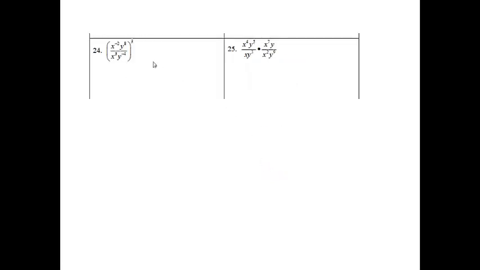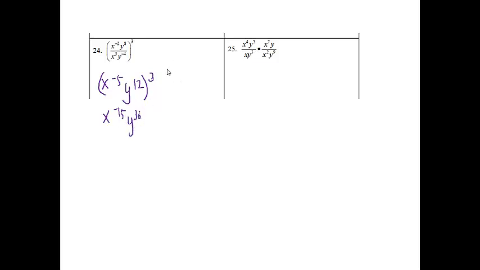Right, 24. X to the negative 2, y to the 8, over x to the 3, y to the negative 4, all raised to the third power. I will work this two different ways depending on which way you work the problem. The first thing I'll do is subtract inside. Negative 2 minus 3 is negative 5, and then y, 8 minus negative 4 is 12, and then it'll still be raised to the third power. If I multiply, I'll get x to the negative 15, y to the 36.